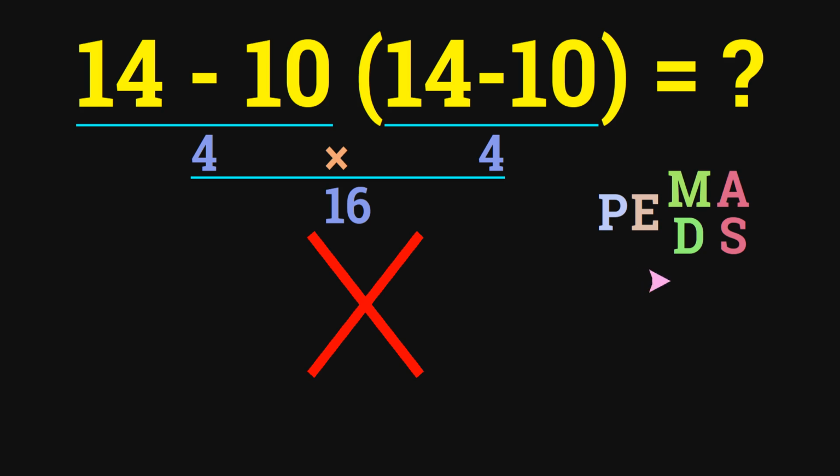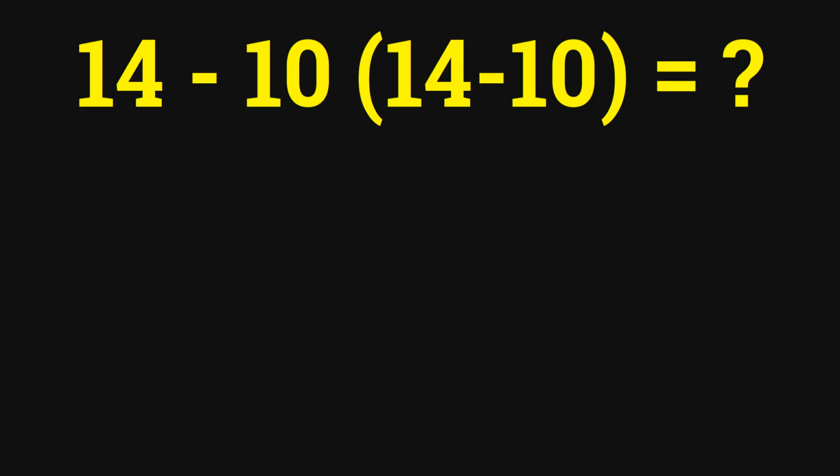Multiplication and division have equal priority and we have to work from left to right, and the same for addition and subtraction. Okay, let's start our solution. In our problem we have this subtraction and this multiplication. Also we have these parentheses.